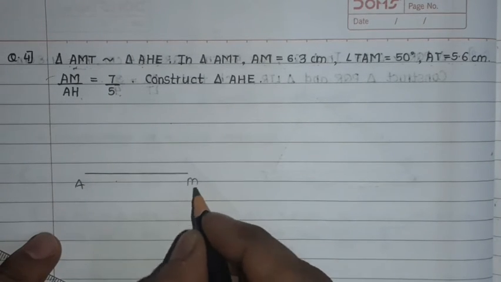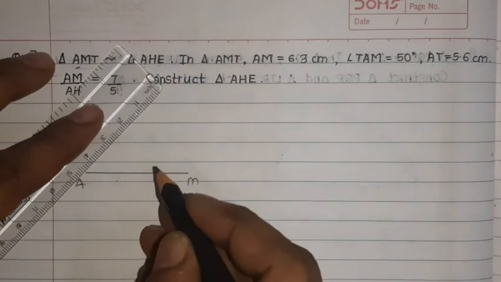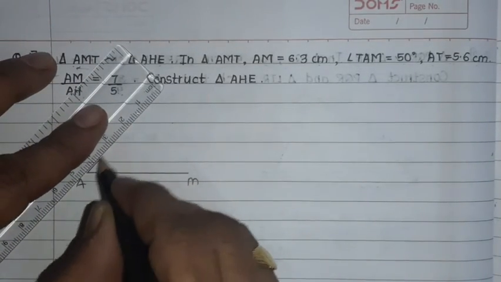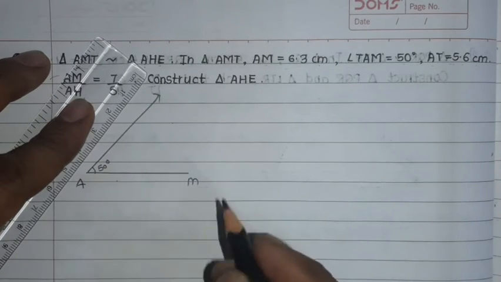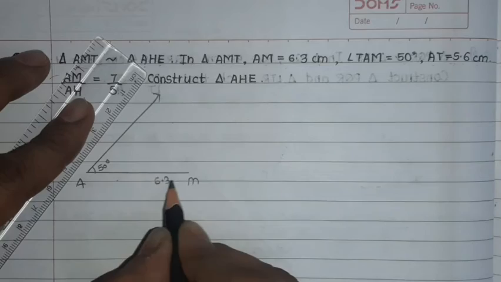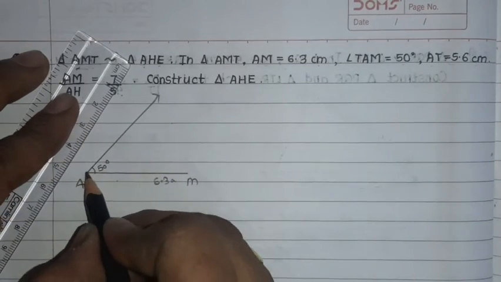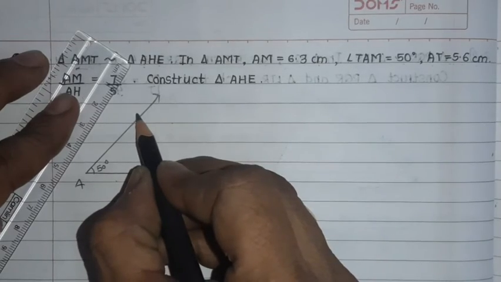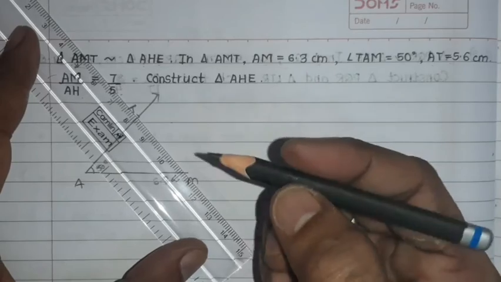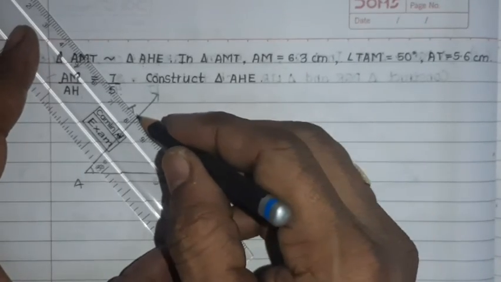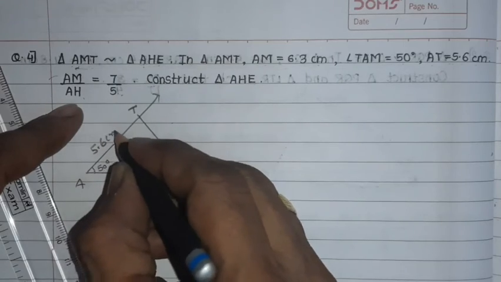AM is 6.3 centimeter, and angle A is 50 degree. AT is 5.6 centimeter. This AT means point T is somewhere here, and this is triangle AMT.